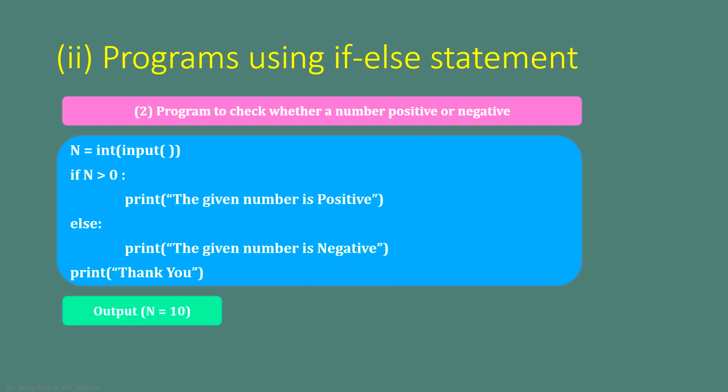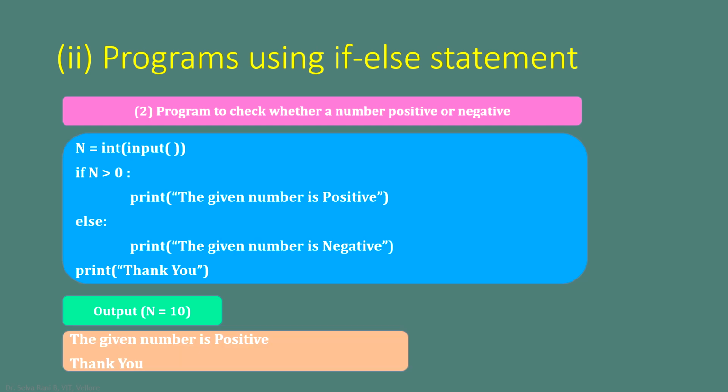Let us assume that the given value of n is equal to 10. 10 greater than 0, the condition is true. So the interpreter will execute the statement below the if statement. So the output is going to be the given number is positive. After executing it, the interpreter will come to execute the statement which follows the if construct. And that's why we get the thank you message on the screen.